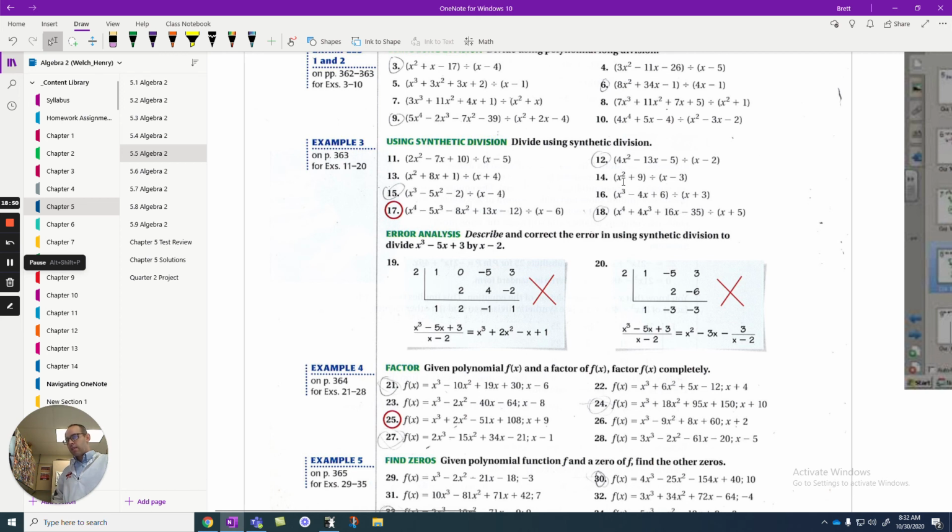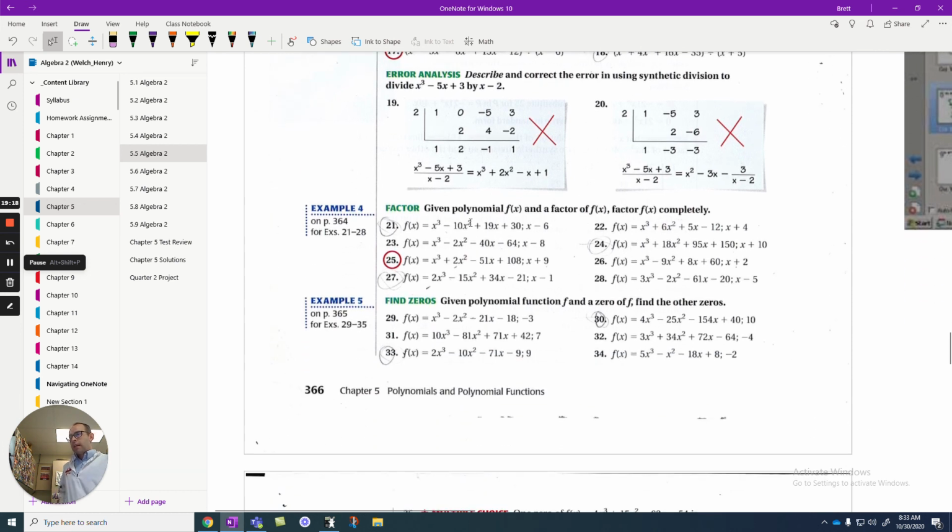As a side note, do you see number 14 here? It has the x squared, but doesn't have the x. That means you're going to insert a 0 whenever something's missing. So the synthetic division for this equation would be 1, 0, 9. Number 15, you have x cubed, x squared, but not x. So that'd be 1, negative 5, 0, negative 2 as you run your numbers across the top.